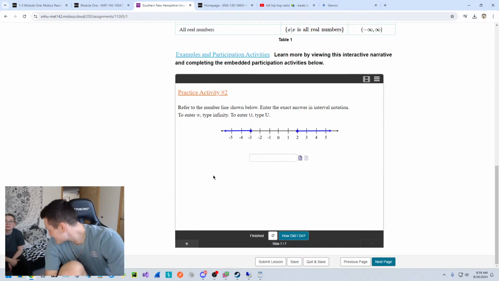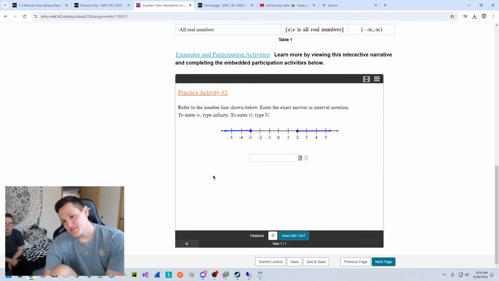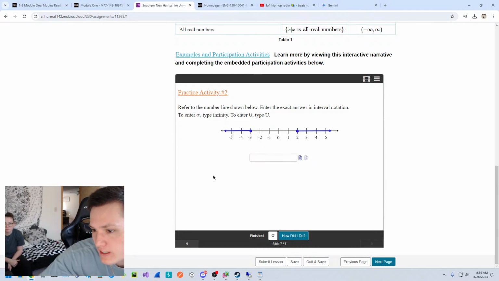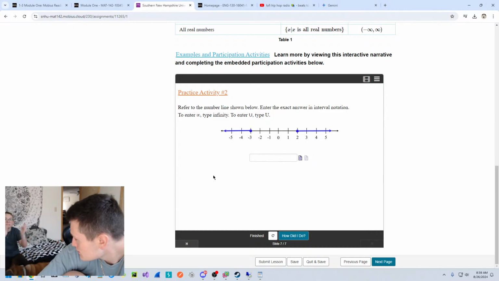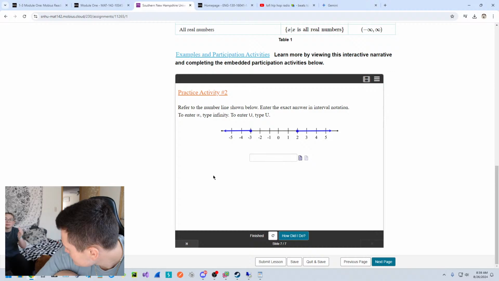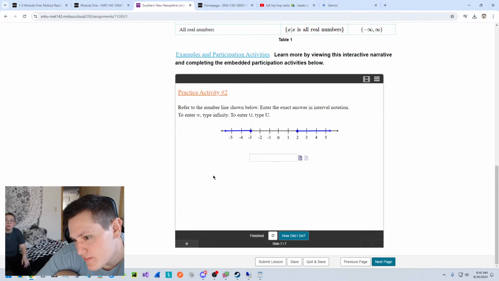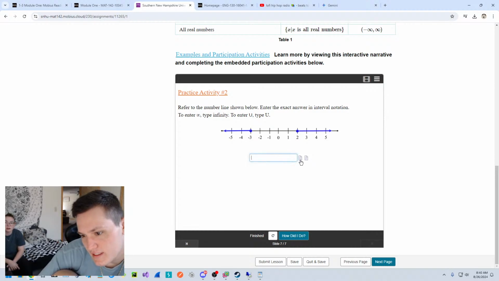Well, I thought it was -3, 2. No. Maybe if it was from here to here, yeah, but not if it's from... Oh, positive infinity. You're going to have two different intervals. It's going to be -3, infinity, which is the union, right? Yeah. And then it's going to be parentheses +2, infinity.